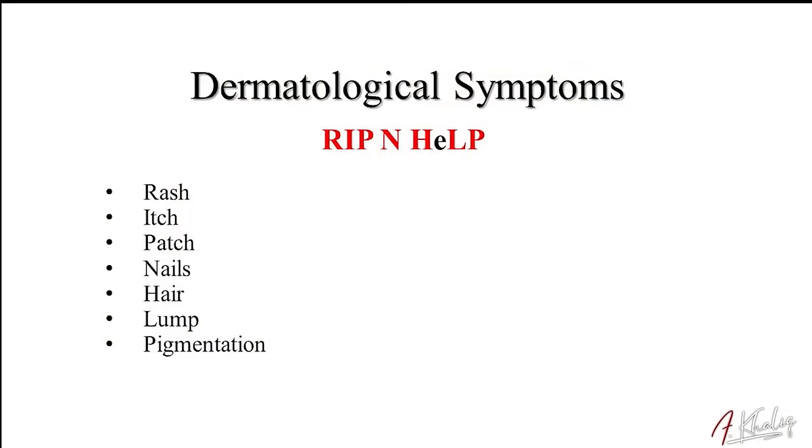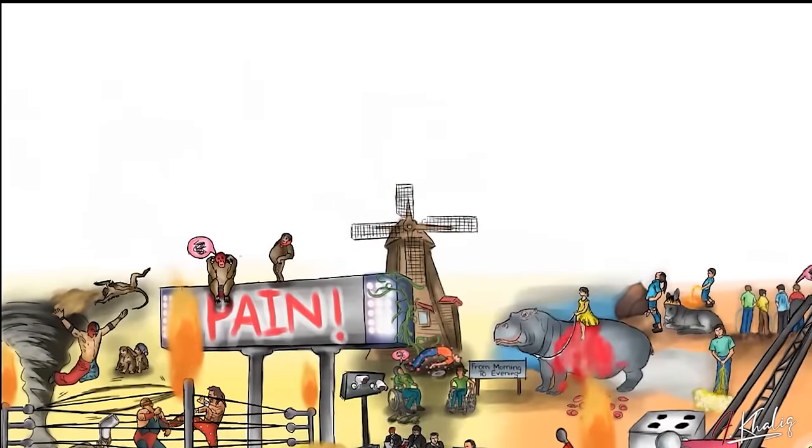Okay, so now we move to the dermatological section and we have a new mnemonic, and that is rip and help. And that means rash, itch, patch, and that you're also going to take history about nails, hair, lump, and pigmentation. So now let's dive into the scene and make a typical presentation of help and rip.